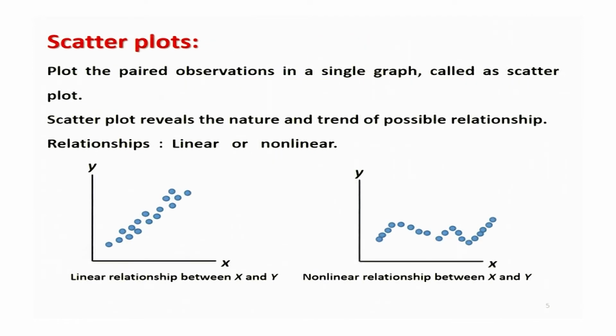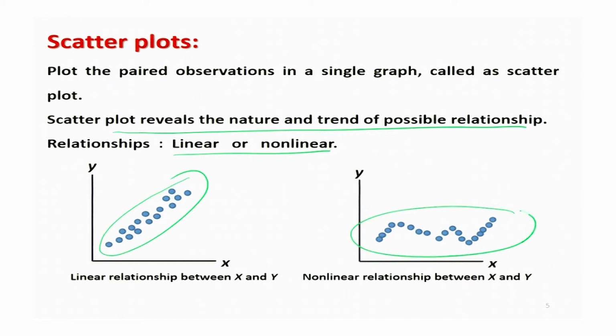When we plot paired observations, it is called a scatter plot. You have also learned in the earlier lectures that you can create a plot using the command plot, but that was for a single variable, right? If you make such a scatter plot, it can reveal the nature and trend of the possible relationship, and this relationship can be linear or non-linear. For example, if the scatter plot looks like this or like this, then from plot number 1 you can clearly conclude that the relationship between x and y is approximately linear. But in the case of plot number 2, certainly you can say that the relationship between x and y is non-linear, right?